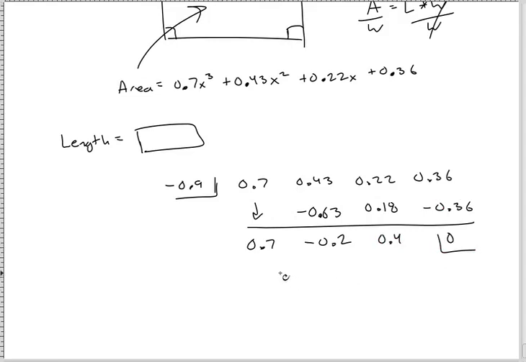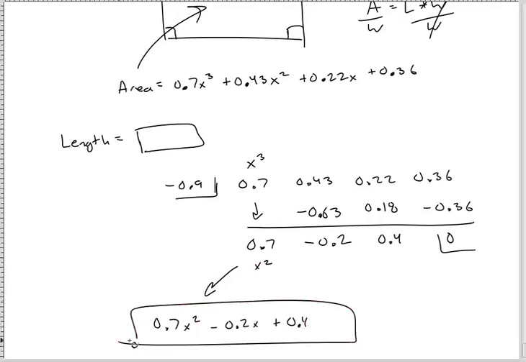And so my answer then is just down here. Remember, this is x cubed. Now this is going to be an x squared. So here's your final answer: 0.7x squared minus the 0.2x plus the 0.4. And there you go. That's your quotient. That's your length. You're done.